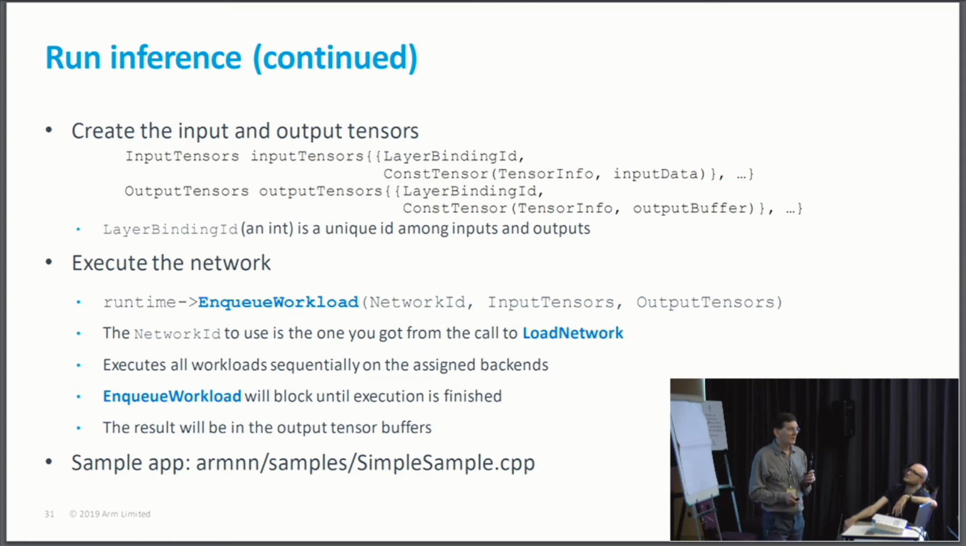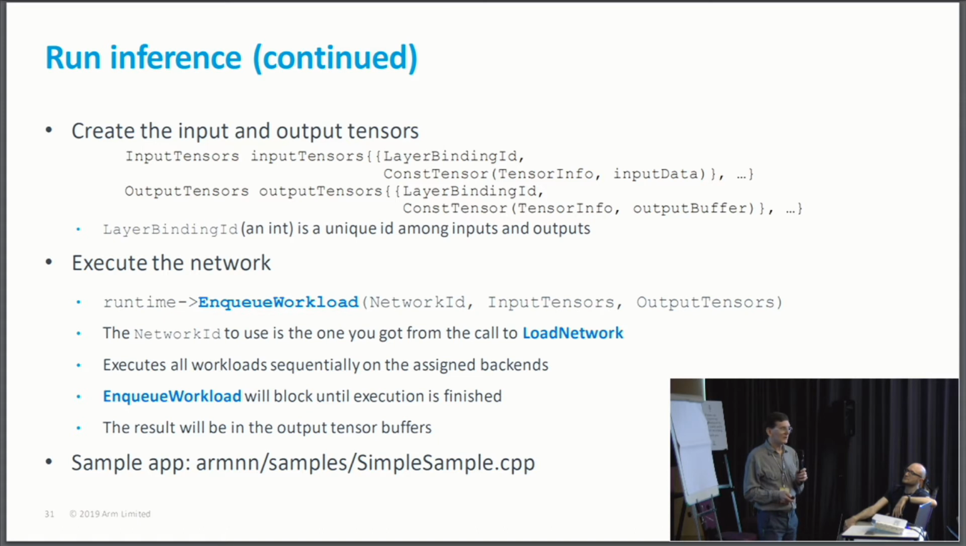We then have to create the input and output tensors to pass to the graph. The input tensors are just a list of pairs, with a binding ID and a constant tensor definition with the data for each of the tensors. And the output tensors are similar. It's just a list with a layer binding ID and a constant tensor for each of the outputs.